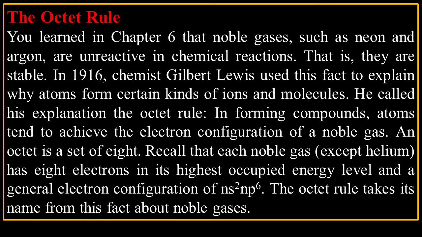Recall that each noble gas, except helium, has 8 electrons in its highest occupied energy level, and a general electron configuration of ns2 np6, where n is the shell. The octet rule takes its name from this fact about noble gases, that most of the noble gases have 8 electrons in their valence shell: 8, octet rule.